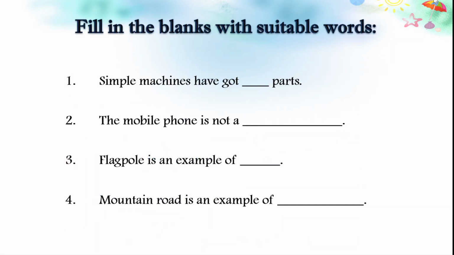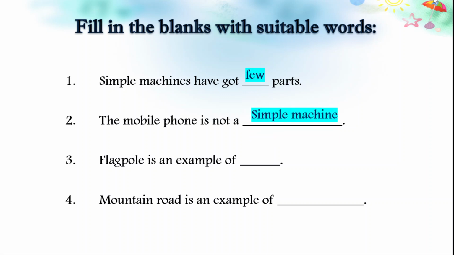Now, fill in the blanks with suitable words. The first question is, simple machines have dash parts. What is the answer? Yes, simple machines have few parts. The second one is, the mobile phone is not a dash. The mobile phone consists of many parts. So, it is a complex machine. Therefore, mobile phone is not a simple machine.